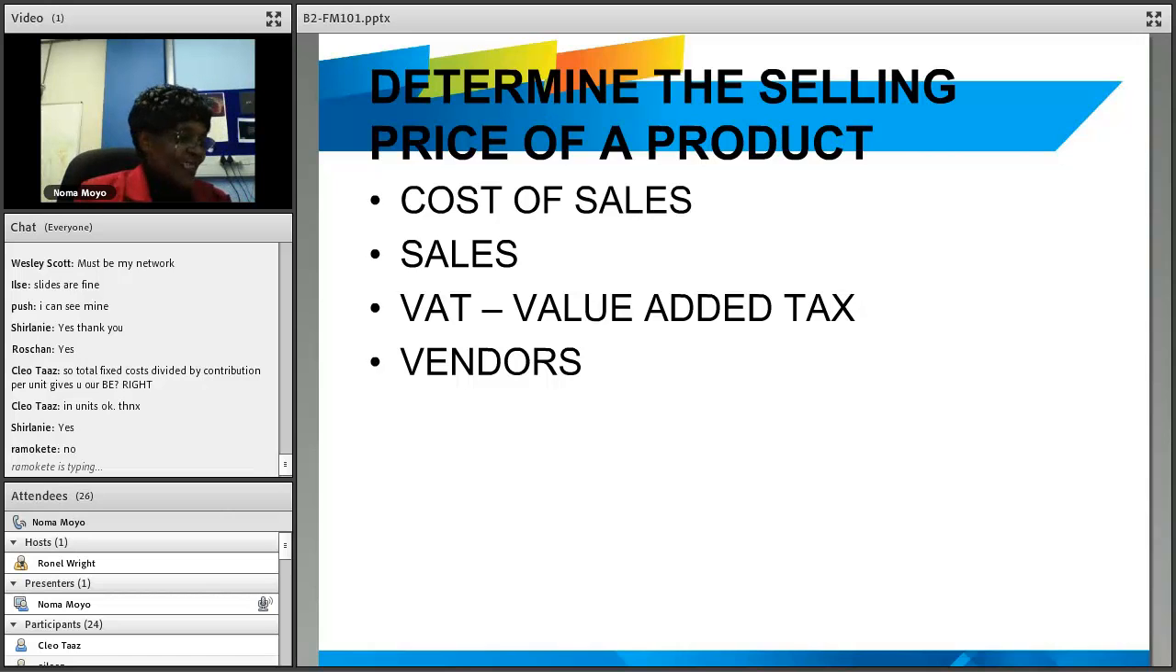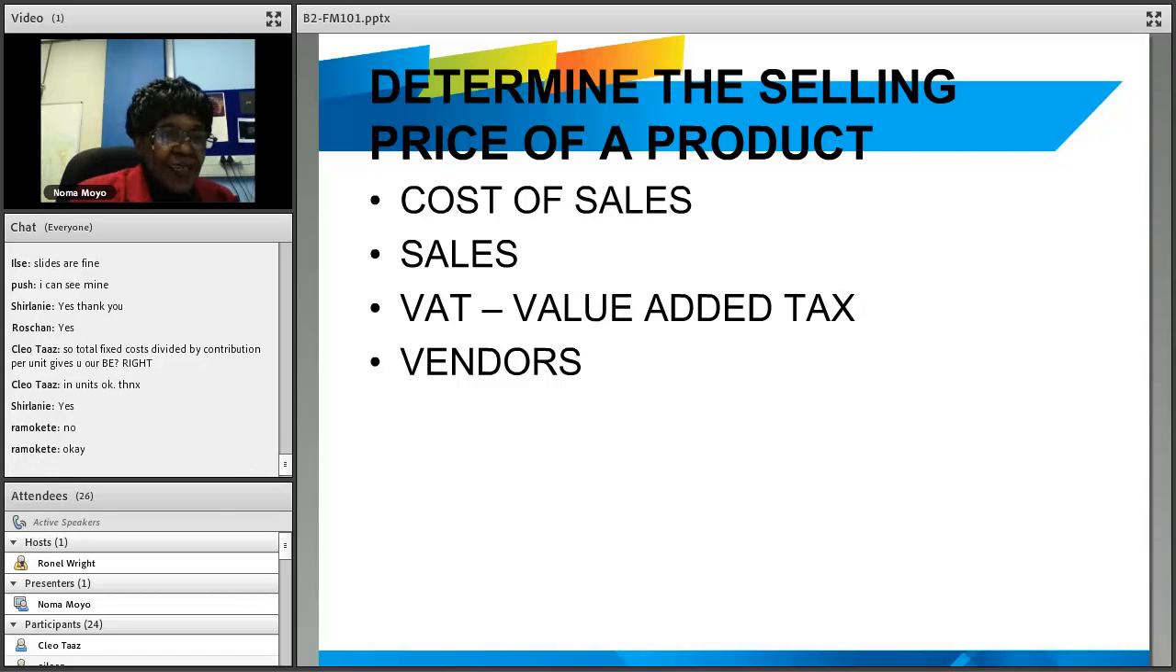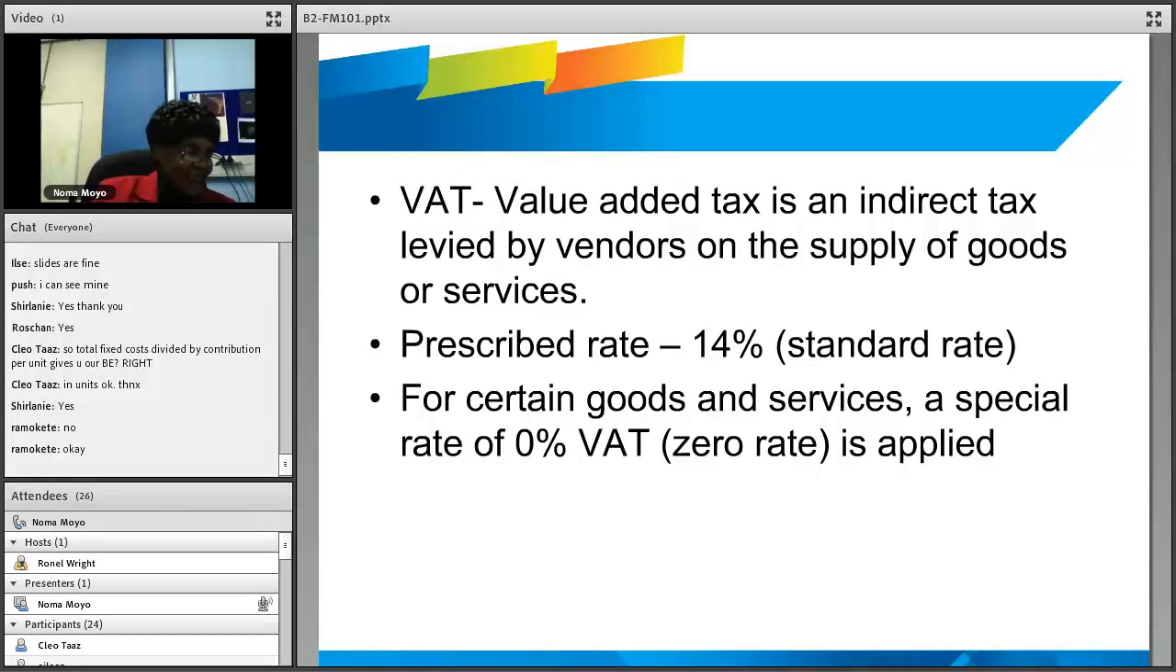We cannot go in detail. Please just, I see Ramokete. Ramokete, emphasize more on page 152, 153. Please, for you to understand that it is on 153. And they do explain it so much below, Ramokete.